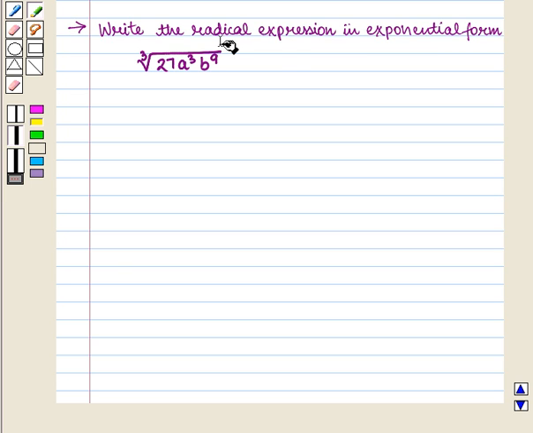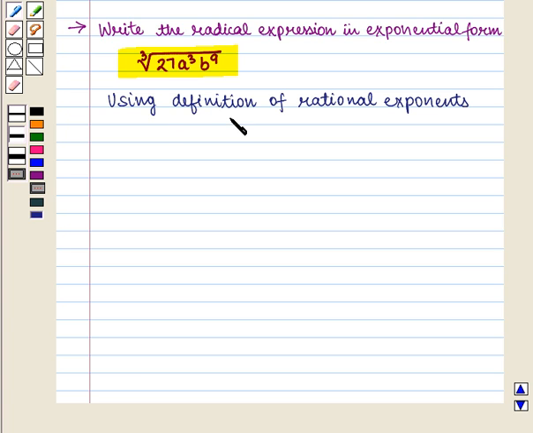Let us take another example. Here we have to write the radical expression in exponential form. The given radical expression is cube root of 27 a cube b raised to power 9. Now using definition of rational exponents, we can write this radical expression as 27 a cube b raised to power 9 whole raised to power 1 by 3.